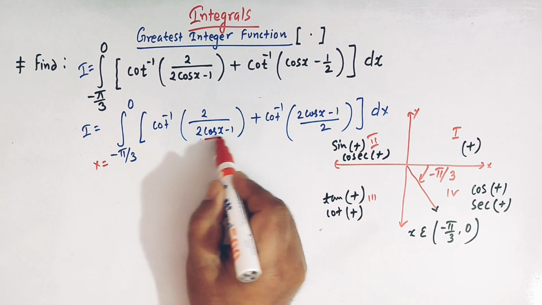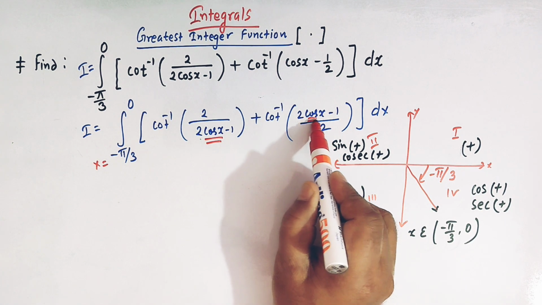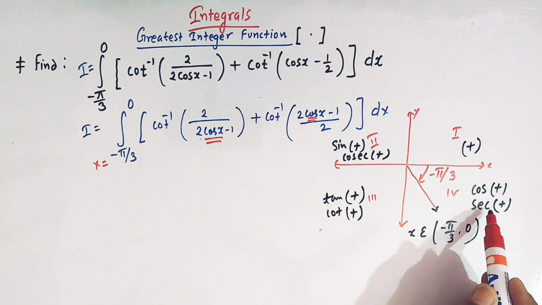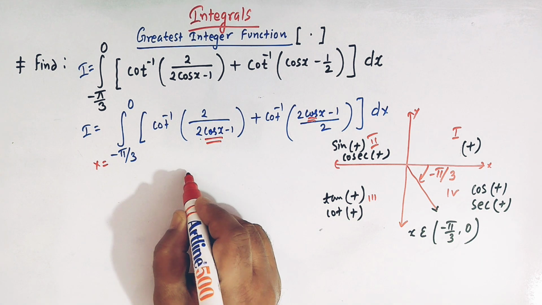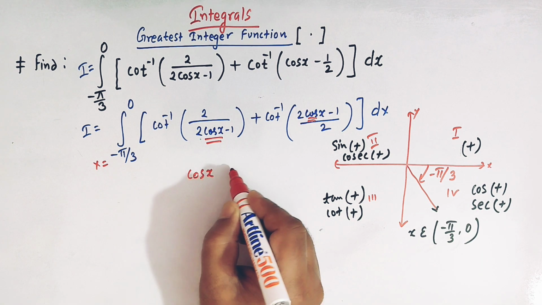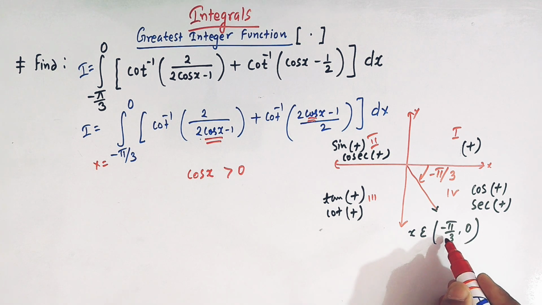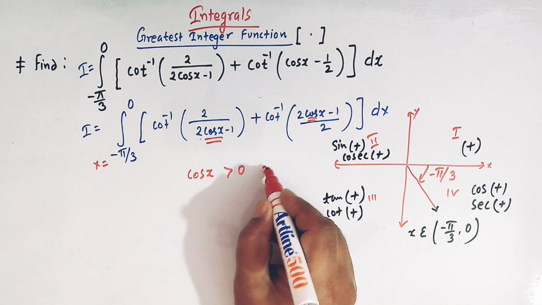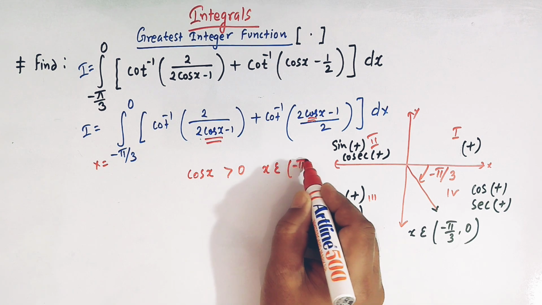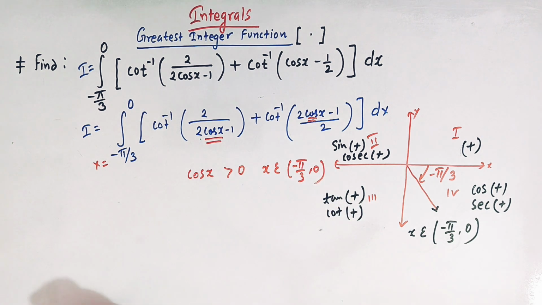Now here we have the cosine function, and we are in the fourth quadrant. So it implies that the cos function is positive in the fourth quadrant, that is, when x belongs to minus pi by 3 to 0.